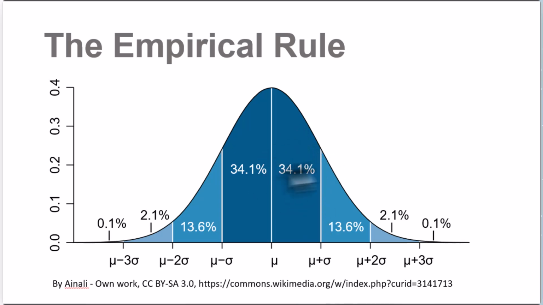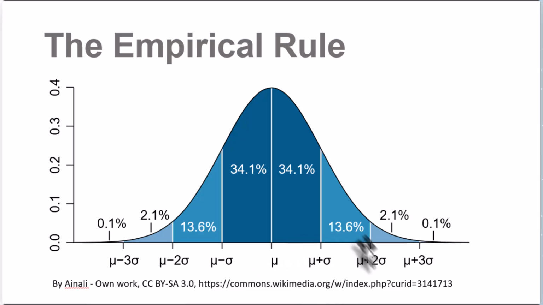34.1% of data values will be in that range. And that's true whether I go to the right or to the left. So we have this symmetry on either side of the peak. So with one standard deviation away, we get 34.1%, or in total, this would be about 68% if we go one standard deviation away in both directions.